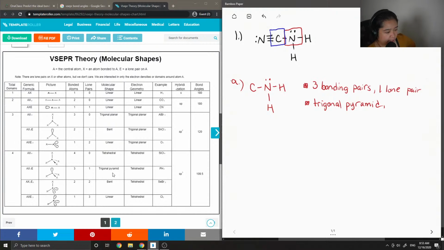The electron geometry is tetrahedral. Its hybridization would be sp3. And for bond angles, it is around 109.5 degrees.